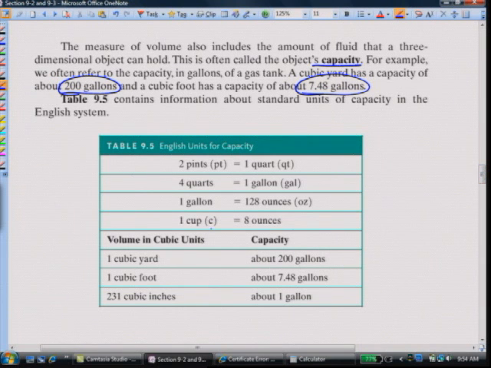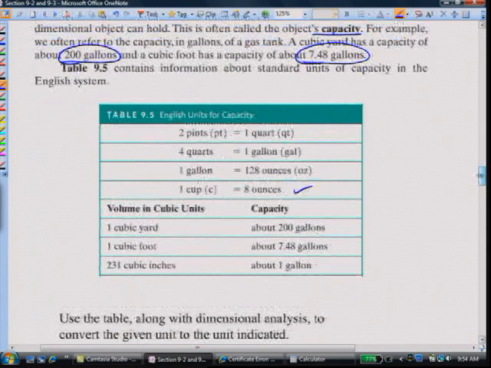If you do a lot of cooking, 1 cup equals 8 ounces. That seems to come up a lot, because it's like 6 ounces or 12 ounces or 8 ounces, so it's good to know. And then our capacity in the English system: a cubic yard is about 200 gallons, a cubic foot is 7.48 gallons, and 231 cubic inches is about 1 gallon. And I am certain that I have seen a Trivial Pursuit question asking how many cubic inches are in a gallon. So now you know: 231 cubic inches is 1 gallon.